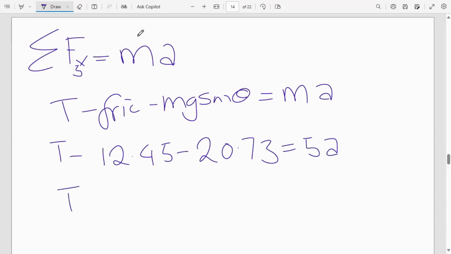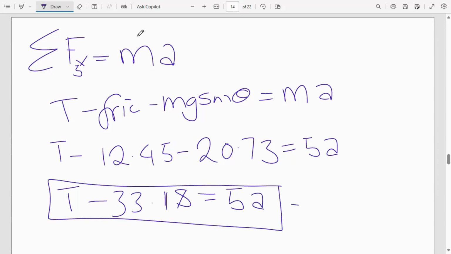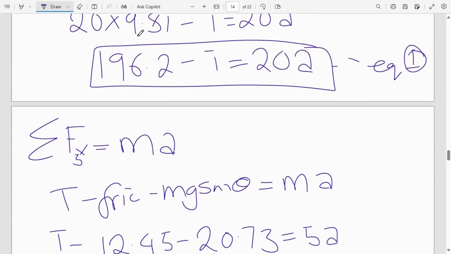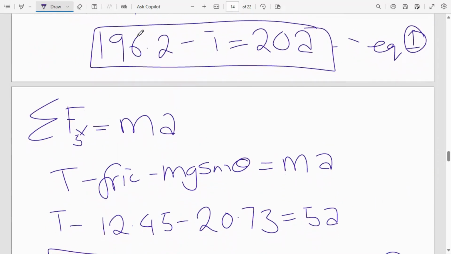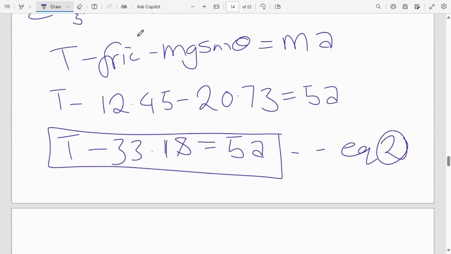So T minus 12.45 minus 20.73, that's 33.18. This is equal to 5a. And this will be my equation 2. So if I have these two equations, you can see we're missing the same things, which are tension and the acceleration. So we can actually just solve them as a system of simultaneous equations.